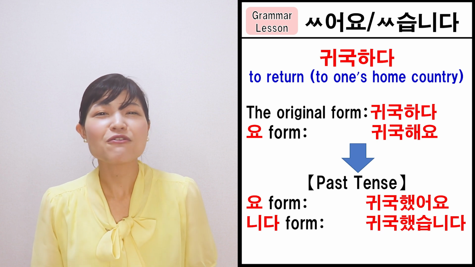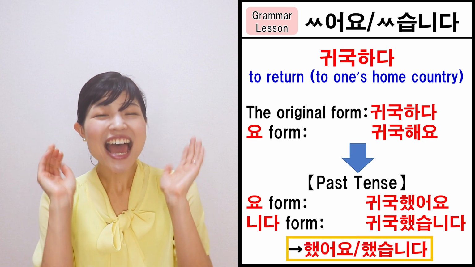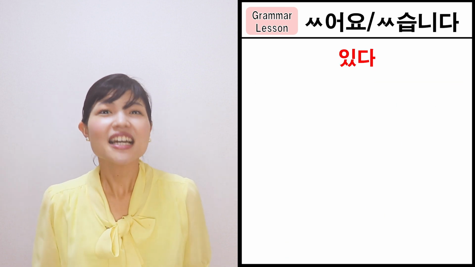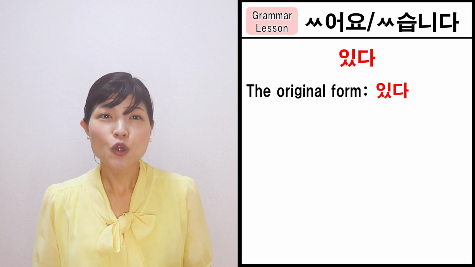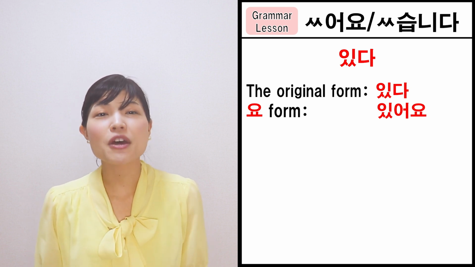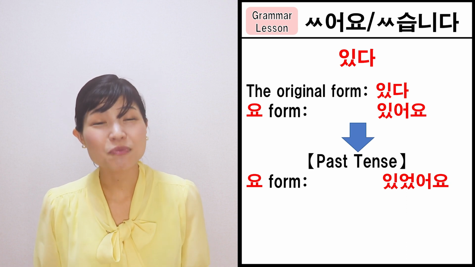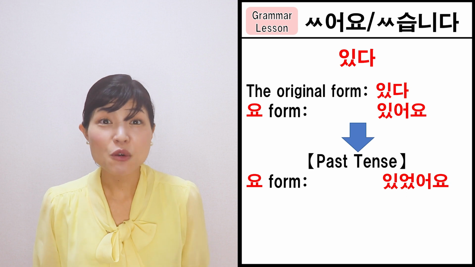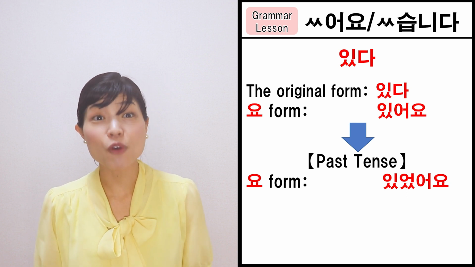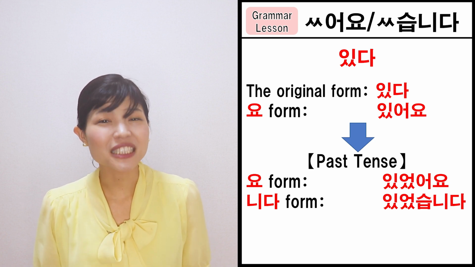Anyway, there are many words that finish with 하다, so it is faster to memorize that the past tense of 하다 is 했어요, 했습니다. Next, let's look at the word 있다. The yo form of 있다 is 있어요, right? To make this into the past tense of yo form, you remove 요 from 있어요 and add 았/었어요, and it becomes 있었어요. If you want to make this into the past tense of nida form, you remove 요 from 있어요 and add 았/었습니다, and it becomes 있었습니다.